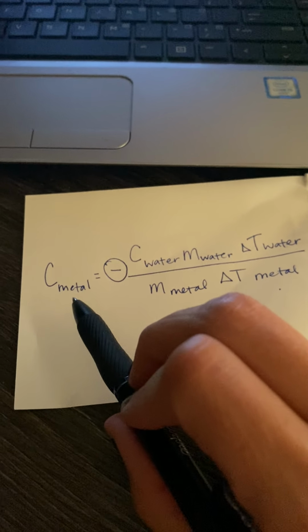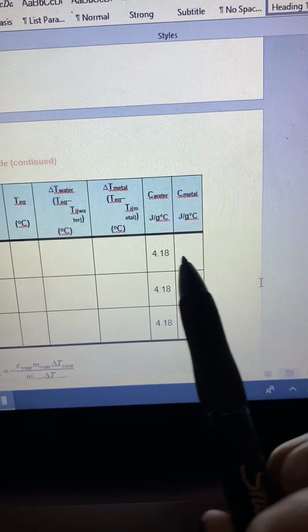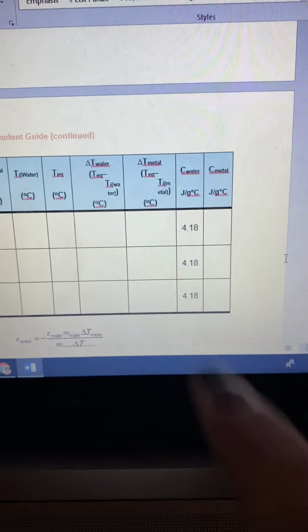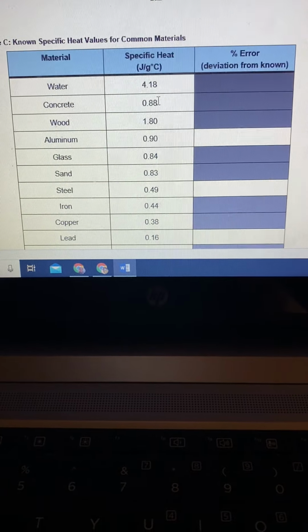So if I'm going to do this, the first one I'm going to do is the specific heat of the metal of aluminum wire. And of course, I'll write my data point here. Now, whatever I get for my data point, I'm going to use for the next column.